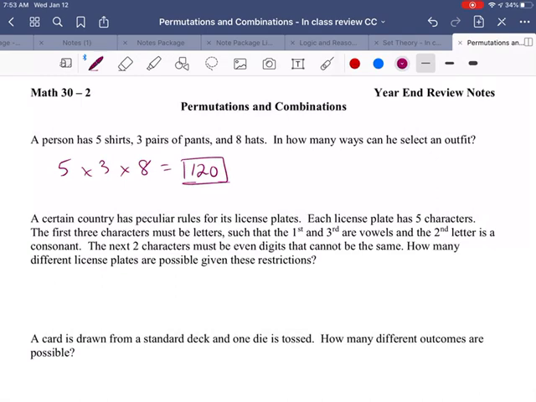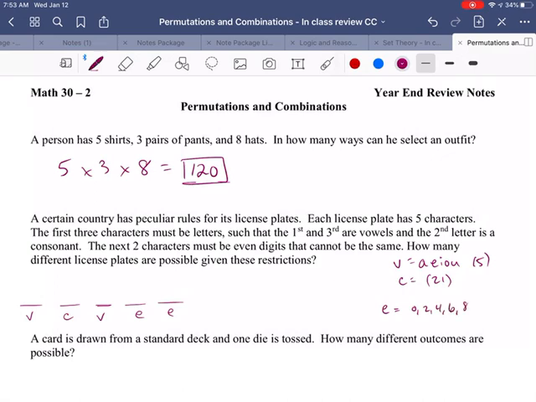A certain country has peculiar rules for its license plate. Each license plate has 5 characters, so that tells us that we're going to have 5 spots. The first 3 must be letters, such that the first and third are vowels, and the second letter is a consonant, and the next characters must be even digits that cannot be the same. So one thing to go over is the vowels A, E, I, O, and U. We're not going to include Y in this. And the consonants will be every other letter. So if there's 5 vowels, that means that there's 21 consonants. And then the even numbers, you're going to have 0, 2, 4, 6, and 8.